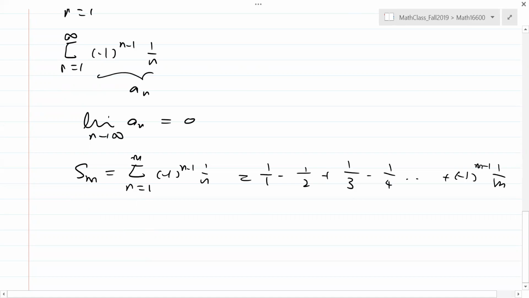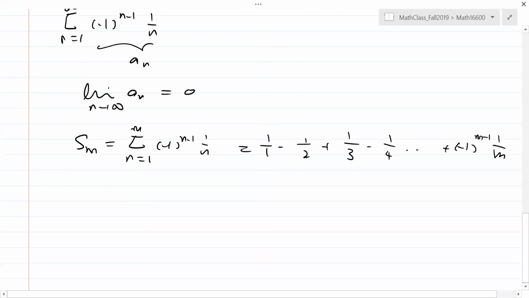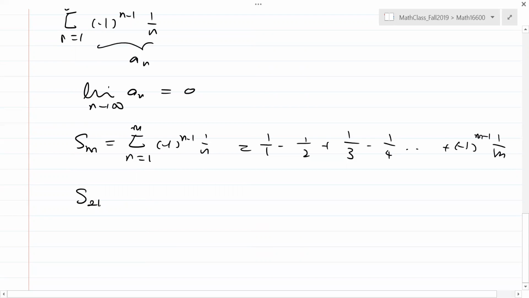Can I show this is convergent when m approaches infinity? So you have to think about it. But the problem is the last term you cannot determine. So what I'm going to do, I just look at the even number m first. Then I have an even number of terms, right? The last term here is 1 over 2k minus 1, minus 1 over 2k, right?